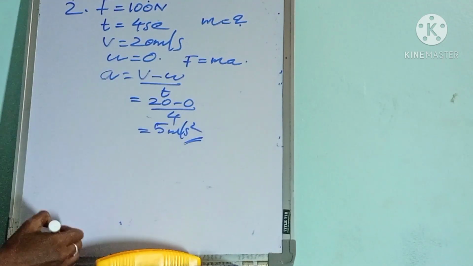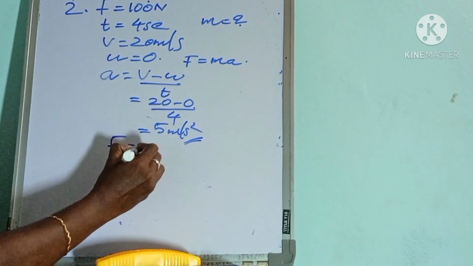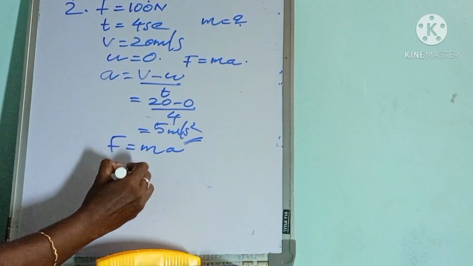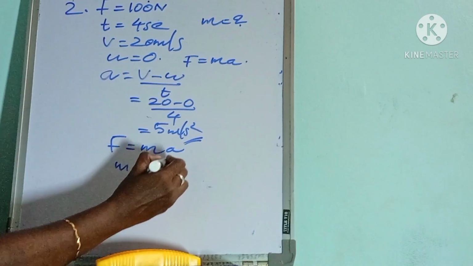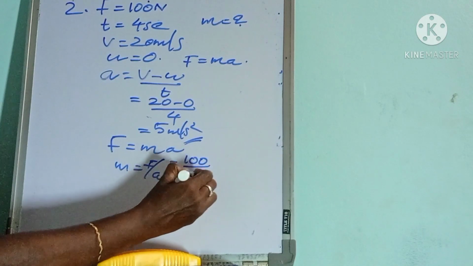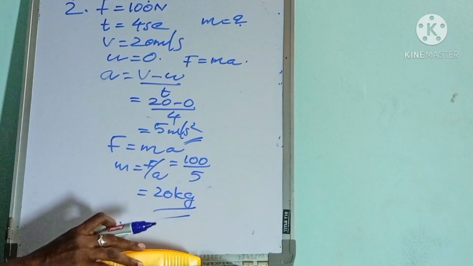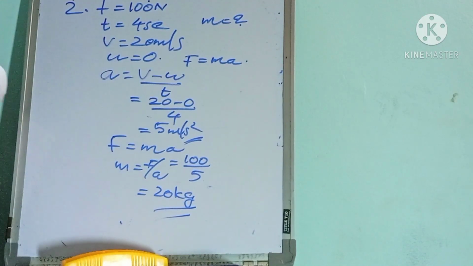This is the acceleration. Then using the relation F equal to ma, from this m equal to F divided by a. Then what is F here? 100. Then acceleration is 5. So we get 20 kg. That is the mass of the body.